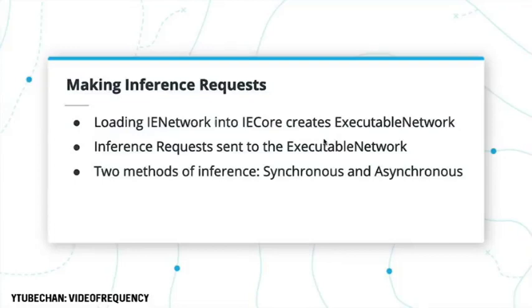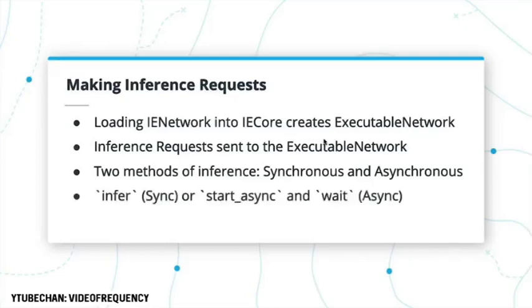With an executable network, synchronous requests just use the infer function, while asynchronous requests begin with start async, and then you can wait until the request is complete. These requests are infer request objects, which will hold both the input and the output of the request. We'll look a little deeper into the difference between the two of these in the next video.